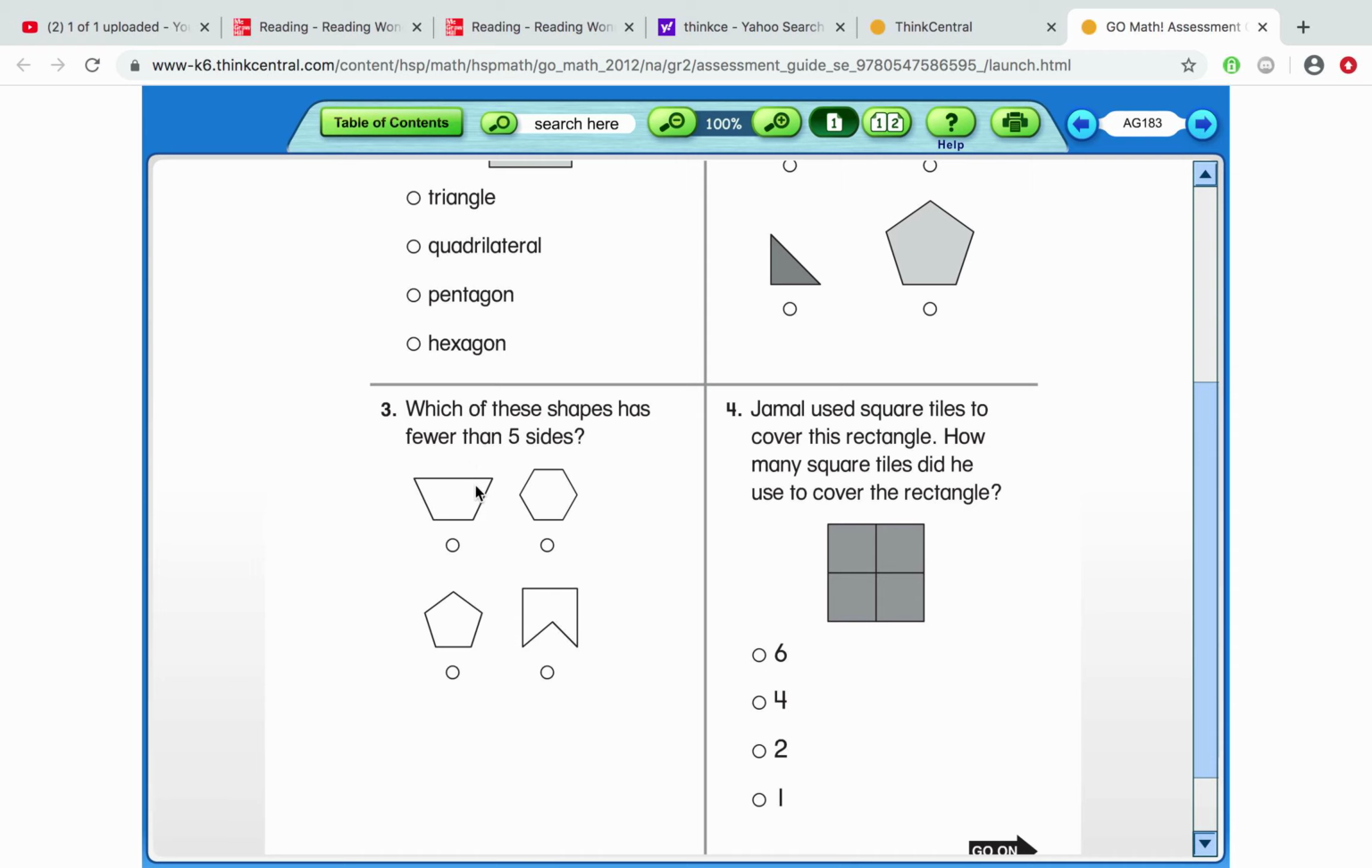If you chose this one right here, I'm sorry, not a pentagon, a trapezoid right here. This trapezoid has 4 sides, which means it has fewer than 5 sides. Okay? This trapezoid is your correct answer. I know it's not this one because this one is a hexagon. It has 6 sides. Here's the pentagon with 5 sides we spoke of earlier. And this shape has 1, 2, 3, 4, 5.